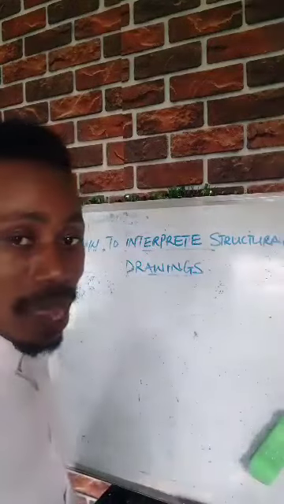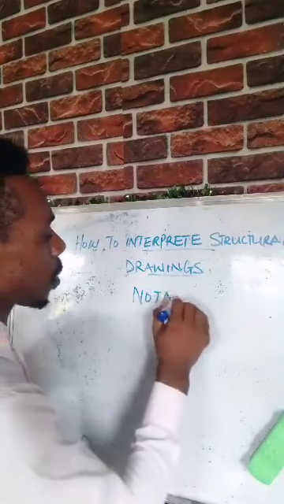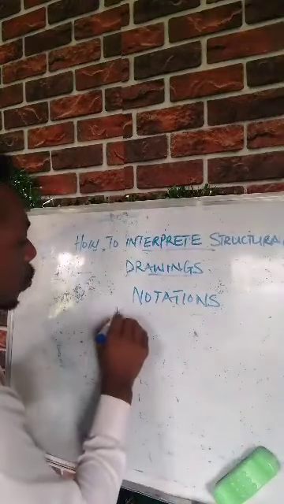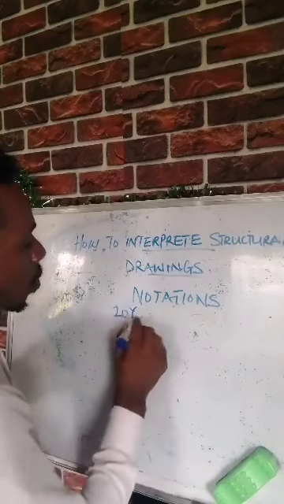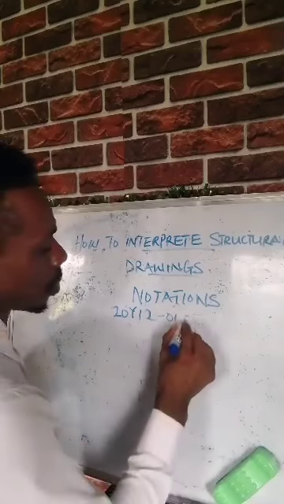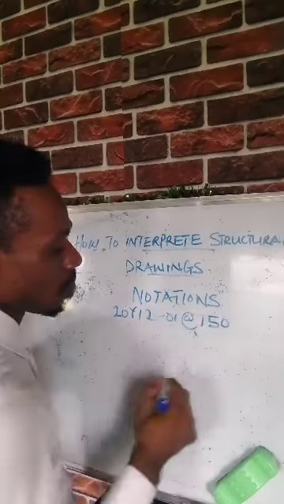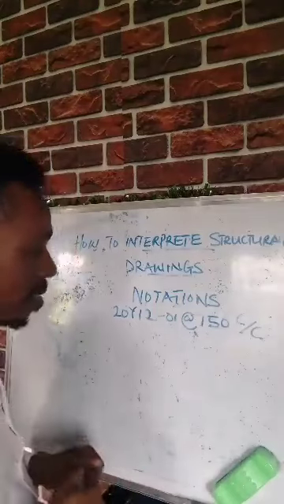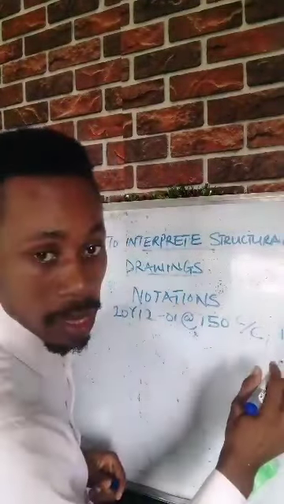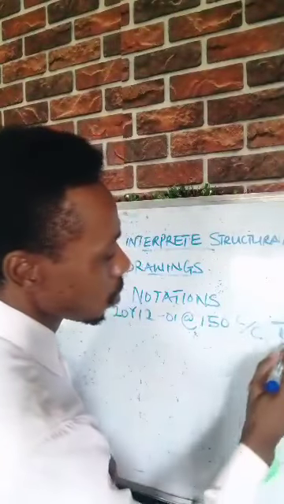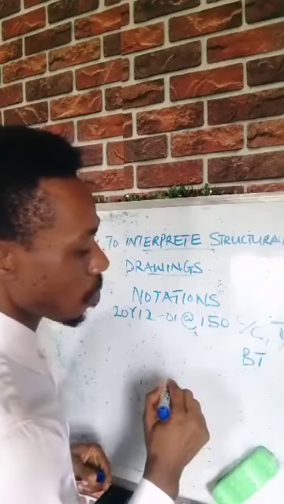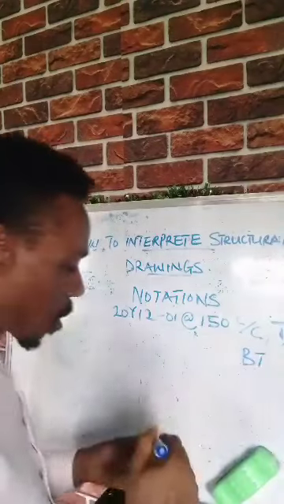Before we start with that, I want us to look at notations. For example, you have information like maybe 20Y12-01 at 150. Probably you might see something like this. In some cases you might have it in this form too. It could be in this form. It could also be in this form. Then as we go on, we also get to see other notations too.